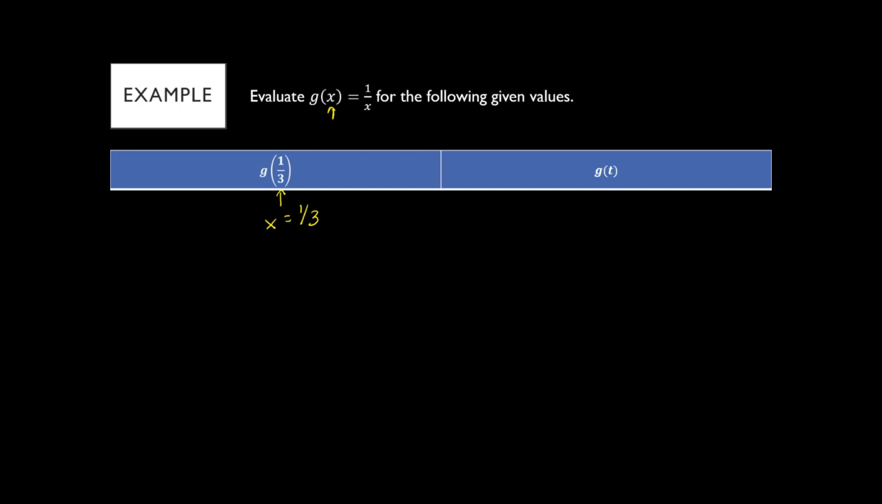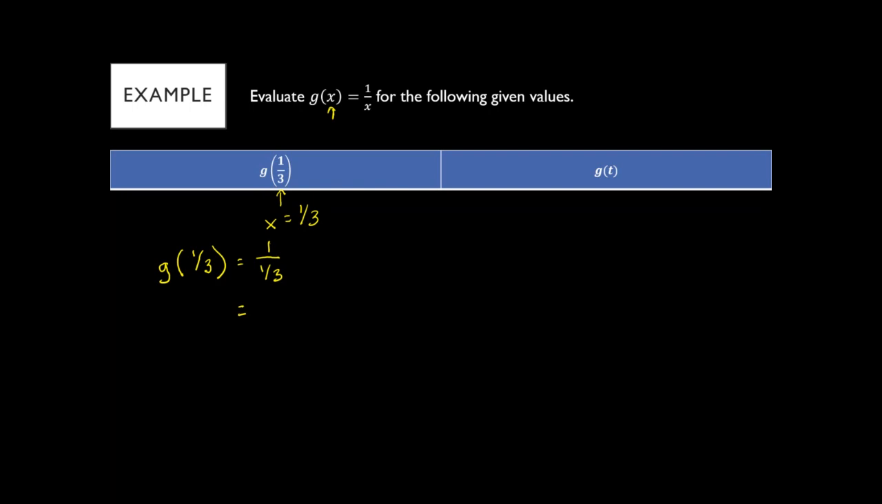I want you guys to try to simplify this on your own. We're going to first write g of 1/3, and that's equal to 1 over x, and x is equal to 1/3. So what would this simplify to on the right? We have 1 over 1/3. What is that equal to? You guys can type it in the chat. You can use a calculator if you're not very good with fractions, that's fine.